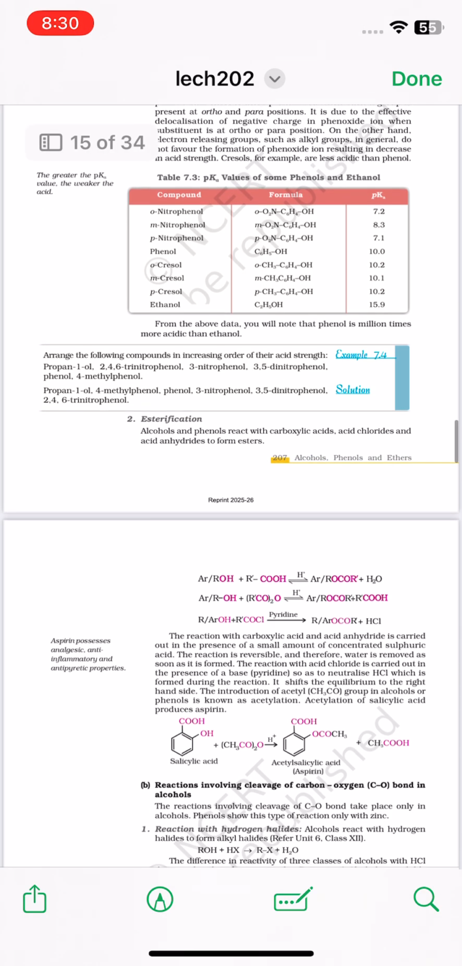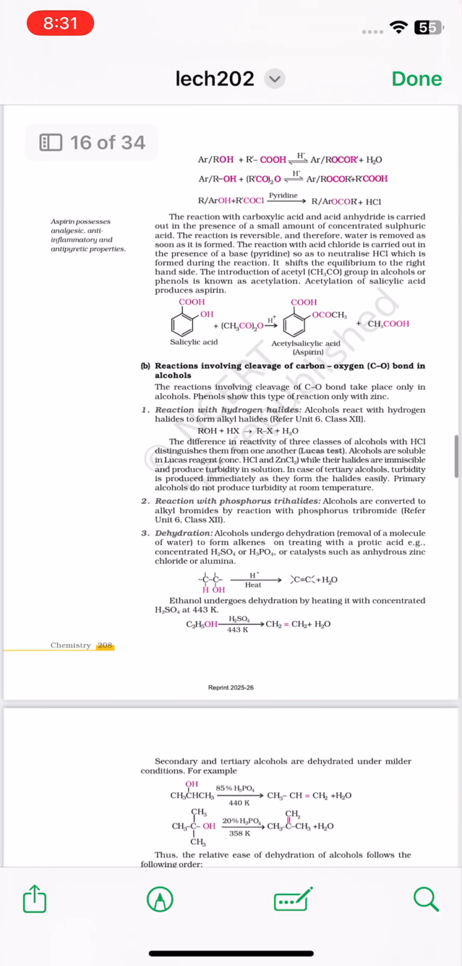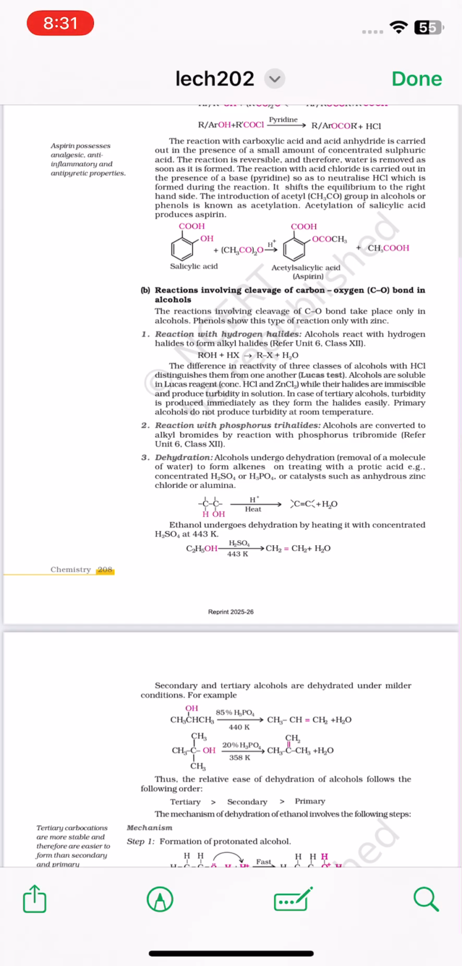The introduction of an acetyl CH3CO group in alcohols or phenol is known as acetylation. Acetylation of salicylic acid produces aspirin. B. Reactions involving cleavage of carbon oxygen bond in alcohols. The reaction involving cleavage of the carbon oxygen bond takes place only in alcohols. Phenols show this type of reaction with zinc only.